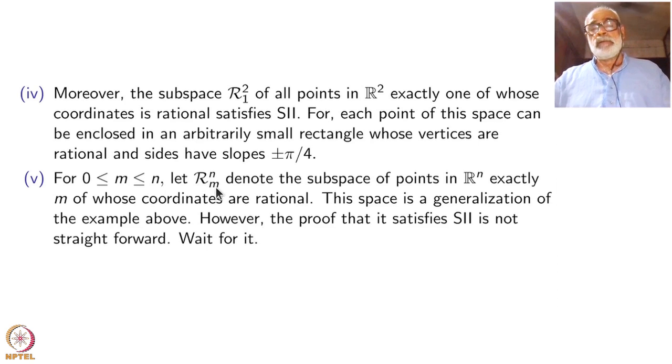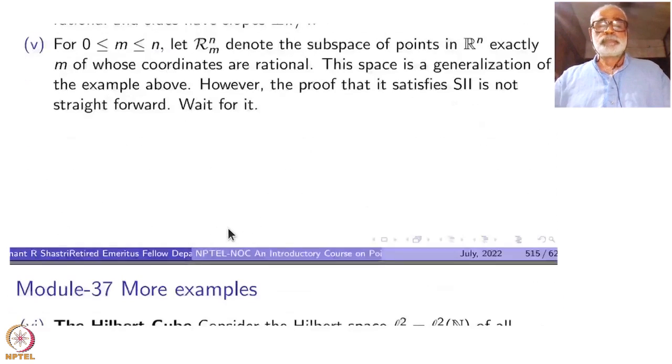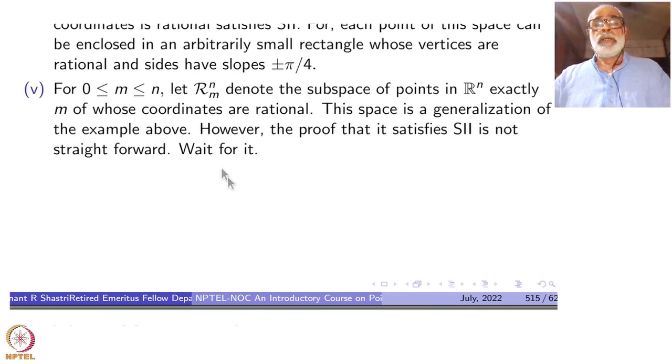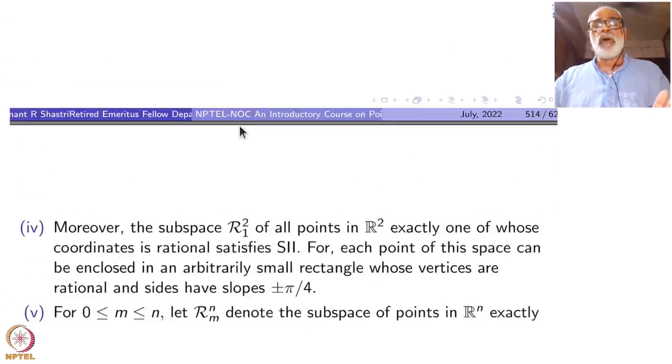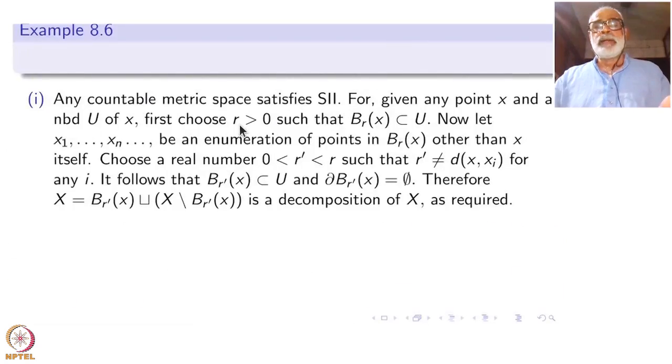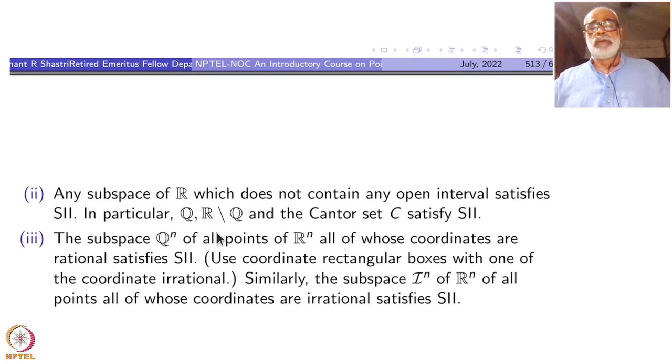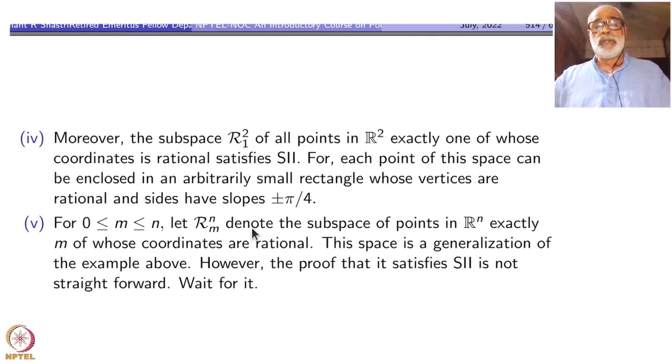Just take R3 here, instead of R2, then you can take any m, and then the problem will be there. For m equal to n, I think we have already considered this one. That will fall inside the example Qn, right? If you take Rn where all the coordinates are rational, it is Qn. So it is a special case. The problem is only when m is smaller, and also when n is bigger than 2. For n equal to 2, we have already done it.